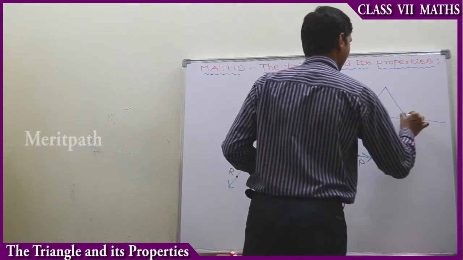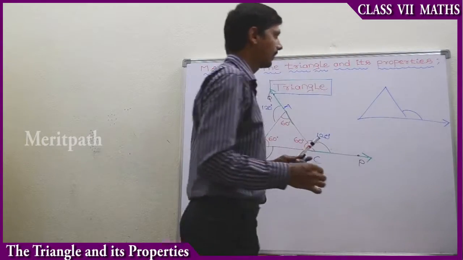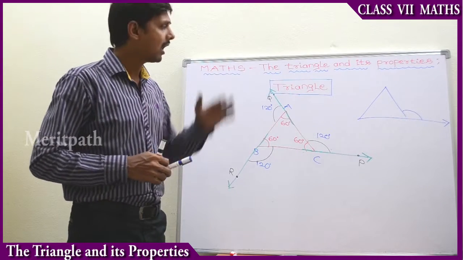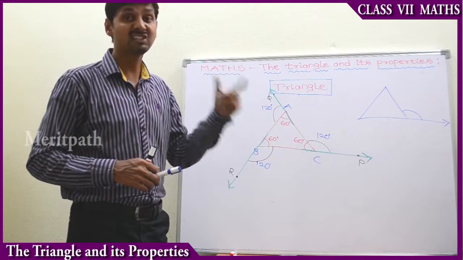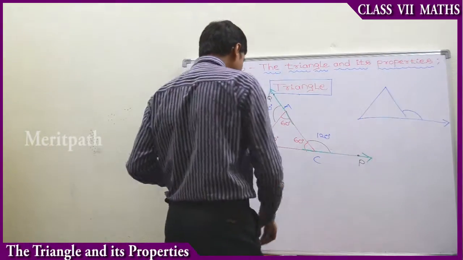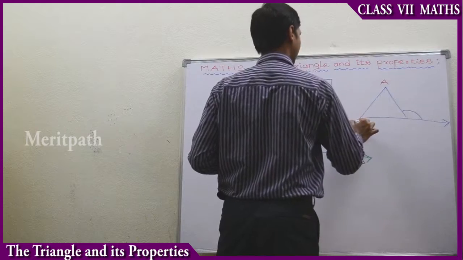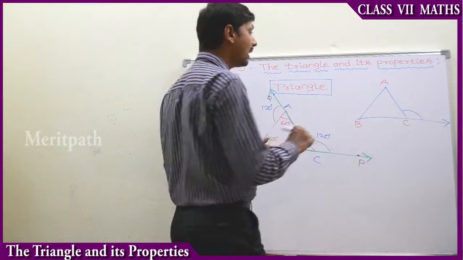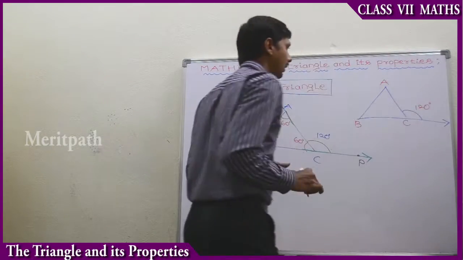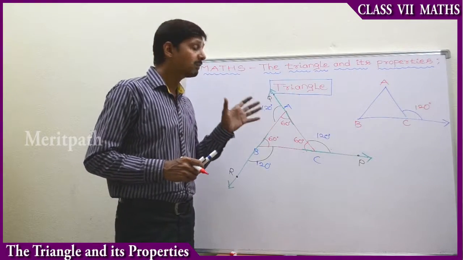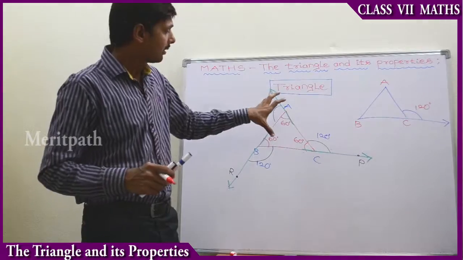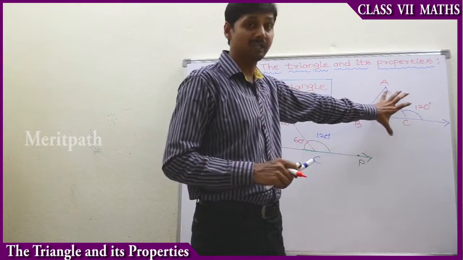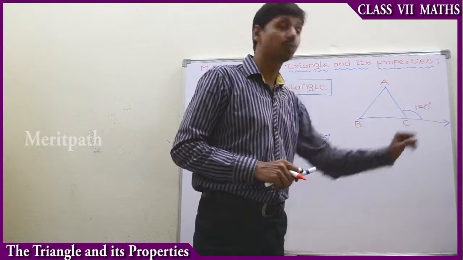In a triangle, we take one exterior angle of it. Let's take the same example here: triangle ABC, with one of the exterior angles taken. ABC is a triangle, and the exterior angle formed here is 120 degrees.